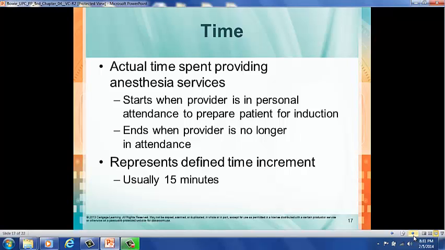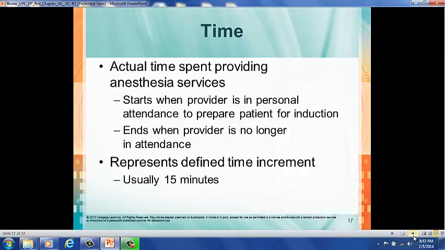The second factor in the formula to calculating the charge for anesthesia services is time. Anesthesia time is defined as the actual time spent providing the anesthesia service. This is recorded in minutes and is converted to a time unit. Time unit is independently determined by payers and represents a defined time increment. Commonly, the increment is 15 minutes, but some carriers use 30-minute increments. When a 15-minute increment is used, one time unit would be reported for each 15 minutes.